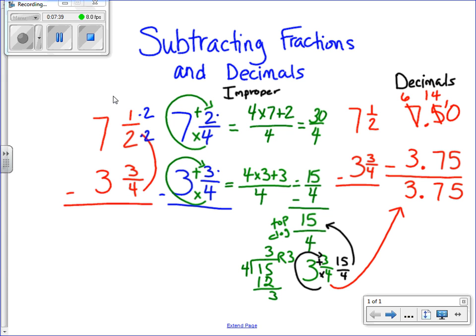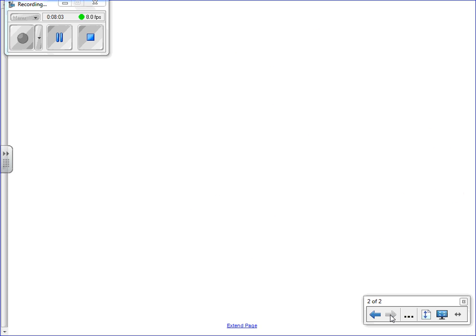So you could do either one to subtract fractions when the top number, the numerator, is smaller than the bottom number. So when this is smaller than this one, we can do either improper or we can do decimals. Either way would work. Okay, so let's have you try one of those.